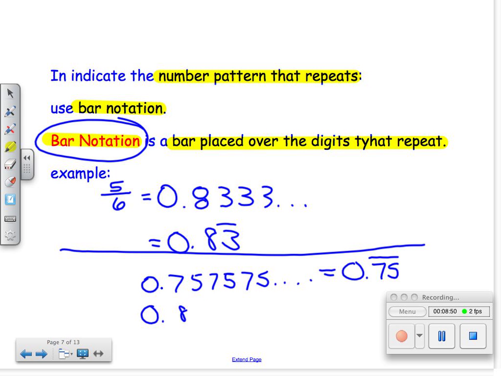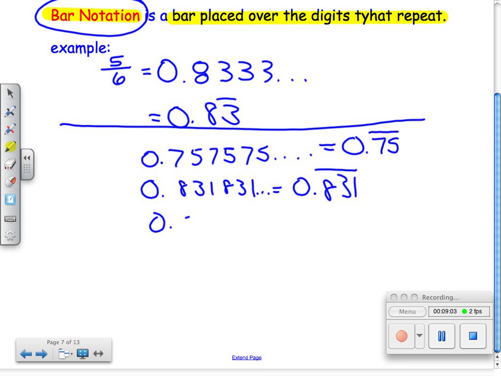If you had something like 0.831831, and so on and on and on, you would write that 0.831 with the bar over those digits. If you had something like 0.47272, and so on, you would only put the bar notation over the numbers that repeat. Only the 7 and the 2. The bar notation does not go over the 4 because it does not repeat. So there are some examples for you.